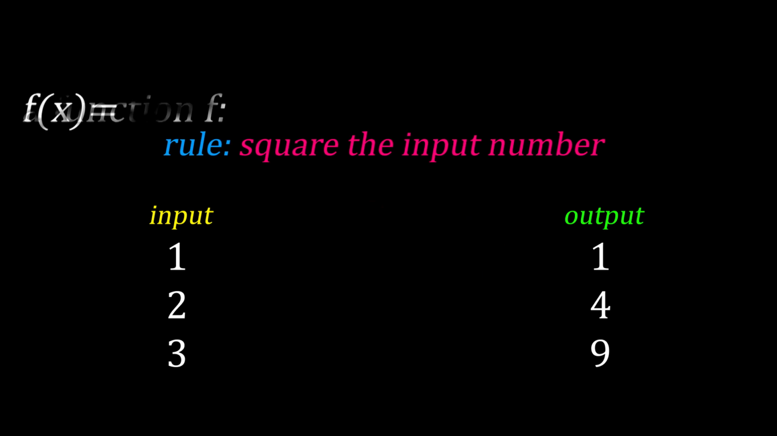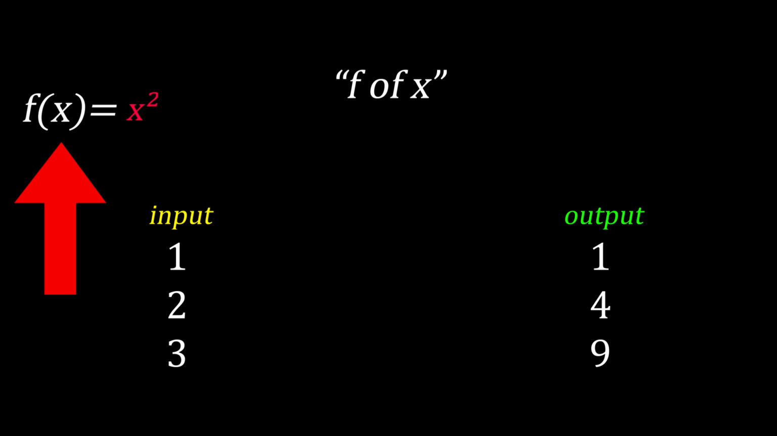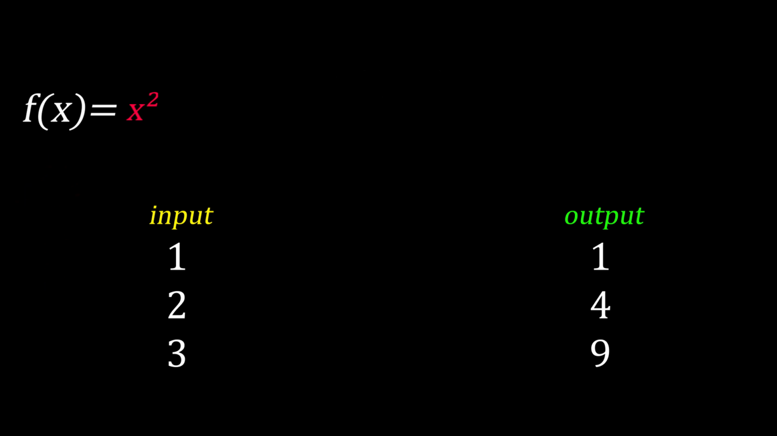suggests. We can also write this function as f(x) = x². This is read as f of x, meaning the x is an input number for this function, and x squared is the output. Well, this is actually all a function does.